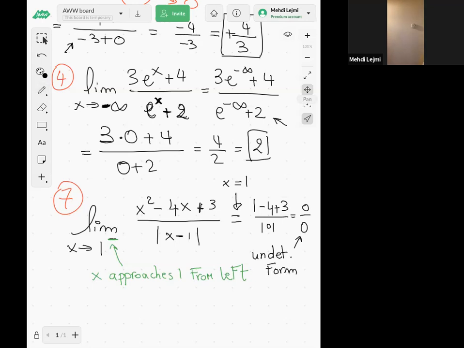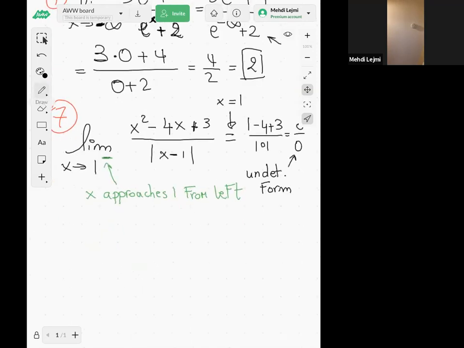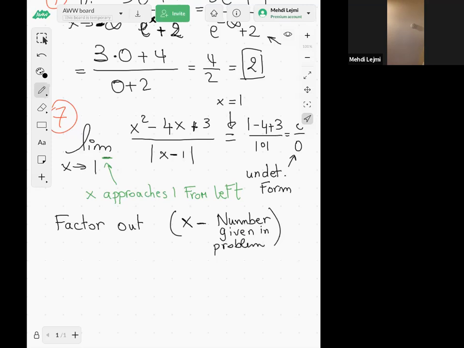So the idea is, of course, to factor. In this case, you have to factor. And actually, you have to factor out x minus the number given in the problem. So here it's one, so we have to factor out x minus one. Because x is going to one, right? That's the number given in the problem. So we have to factor out x minus one in the top.